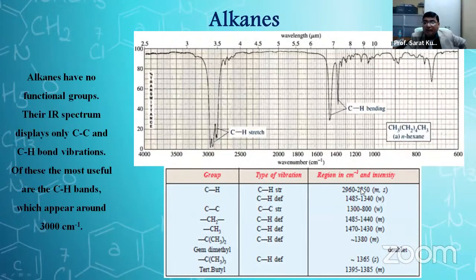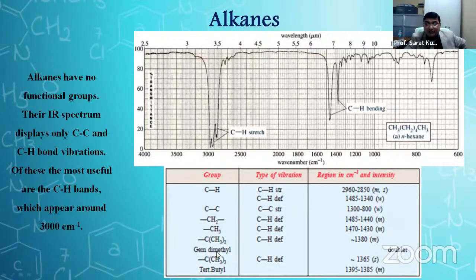But there is also a CC vibration, which gives a peak around 1300 to 800. You may ask, sir, how do you know which one is CC and which is CH? Why do they give different frequencies? Again, I am telling you the frequency, mu bar, depends on two factors: one is bond strength, and the other is reduced mass. Depending on that, it gives different frequencies.